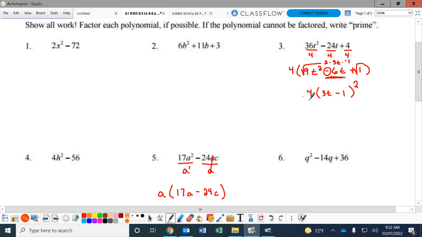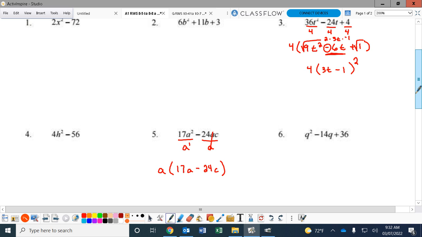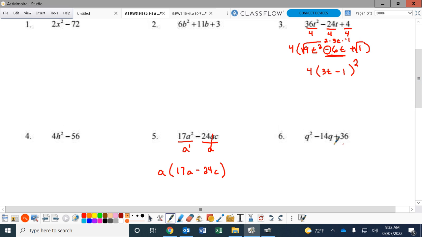Number 6. Number 6 is next. So, on number 6, we look at this problem. It's 3 terms. There is no GCF because there's no variables in common and there's no number in front. So the next thing we look for is a perfect square trinomial. So when we try to do a perfect square trinomial, guys, watch. Don't write this down. I'm just telling you ahead of time.